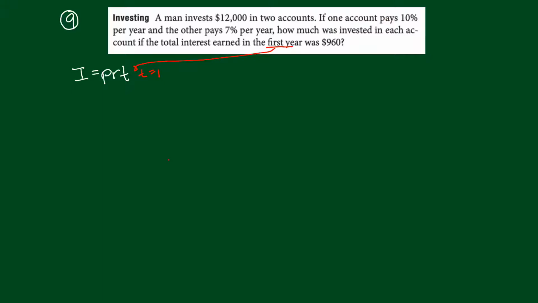I'm going to do this. Here's the account that pays 7%. How much should we put in there? Well, we don't know. X number of dollars. And then how about the 10% account? How much goes in here?